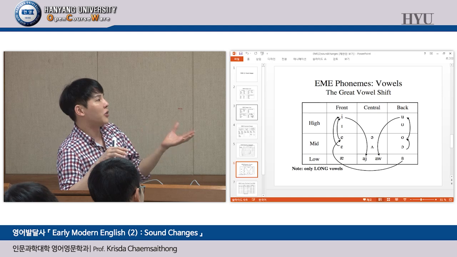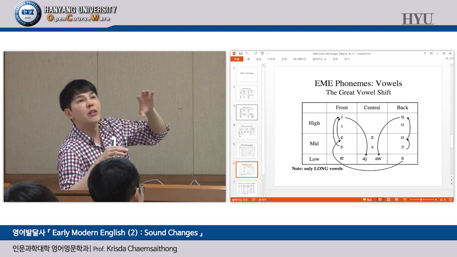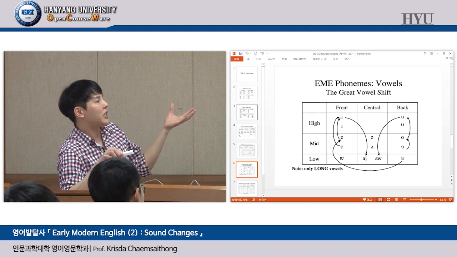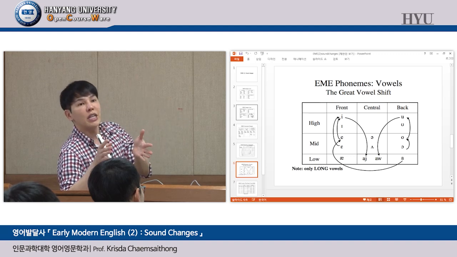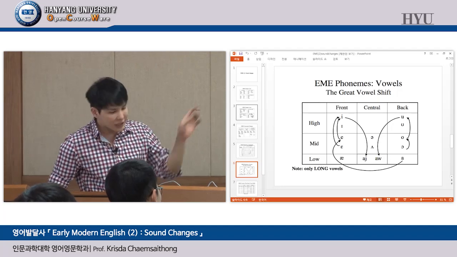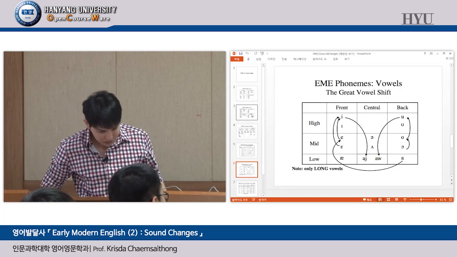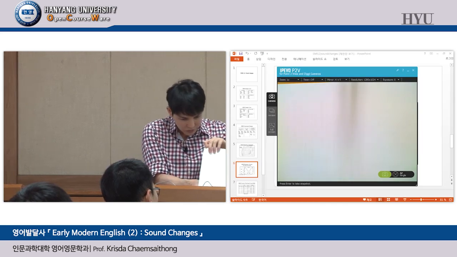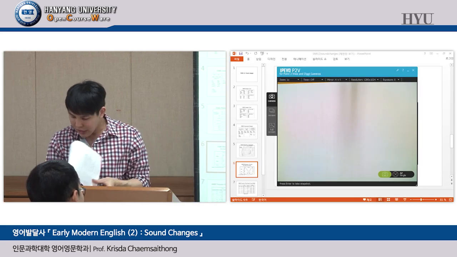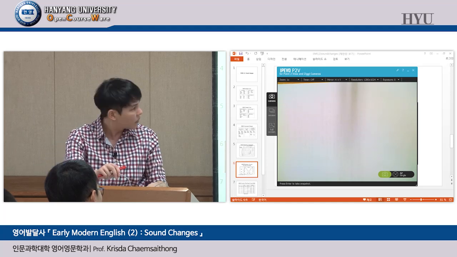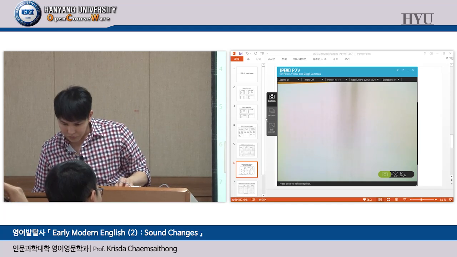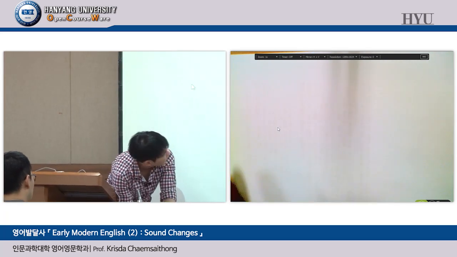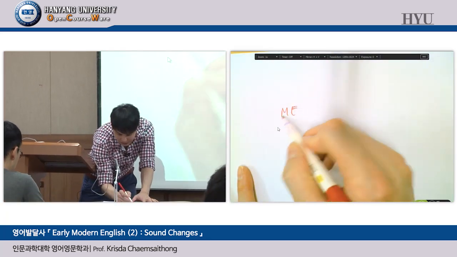But what I can show you is only the final picture, because I cannot show you the middle stages, how vowels change within a given year and so on, right? So this is the final stage. Let me point out the initial stage of vowel change. So the initial stage would look like this. You have the situation in Middle English, right?